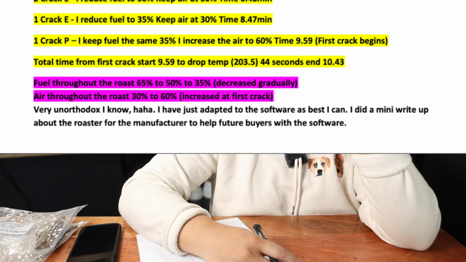So machines like Probats, or I think even like, what's that other one? Dietrich's, they have minimal things that you can adjust back in the day. Air is like low to high. Fuel is like low, medium, high. You know what I mean? Very unorthodox, I know. I just have adapted to the software as best as I can. I did a mini write-up about the roaster for the manufacturer to help future buyers with the software.